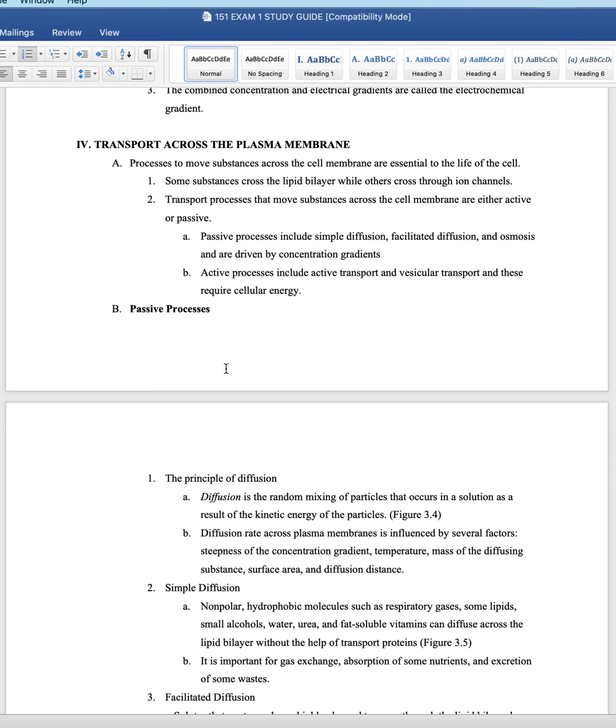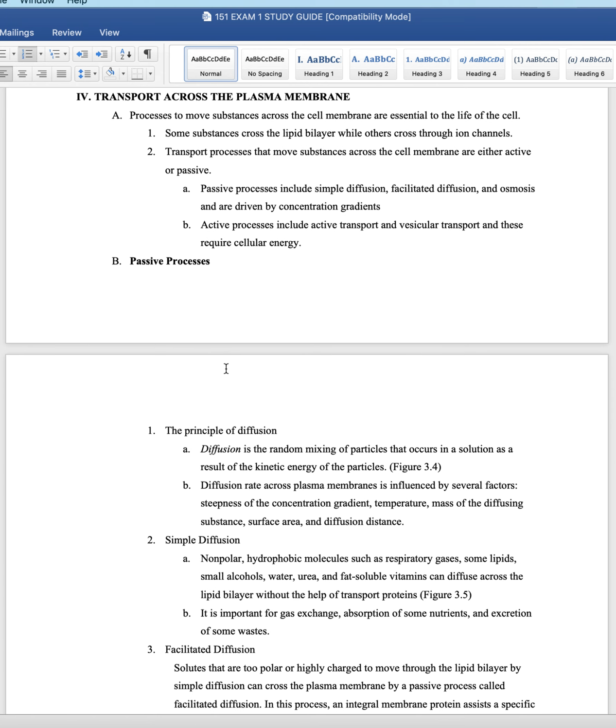We can do that by either passive processes or active processes. And the difference between passive and active processes is whether or not you have to expend energy. In the passive process, you're going to go from high concentration to low concentration, and that does not require energy. But if we're going from low concentration to high concentration, it does require energy.